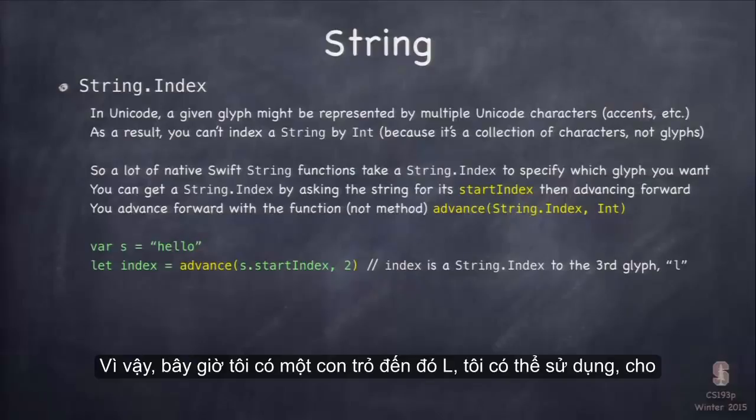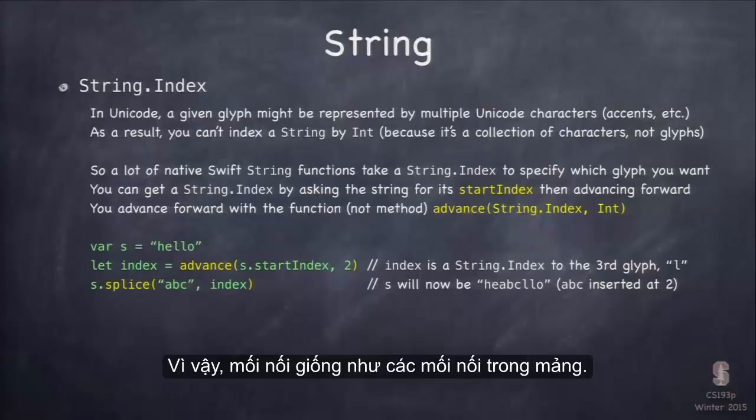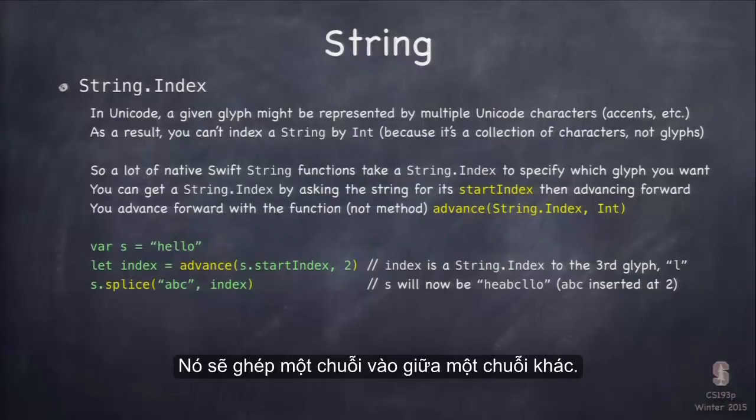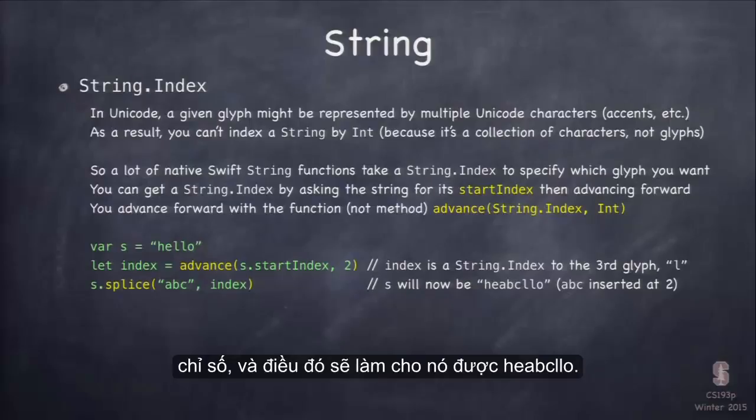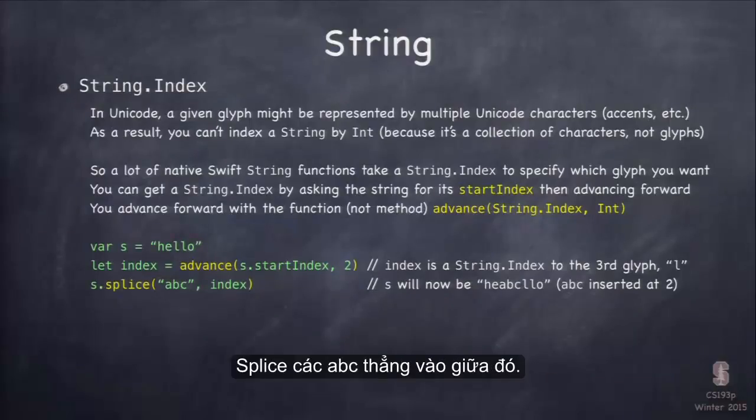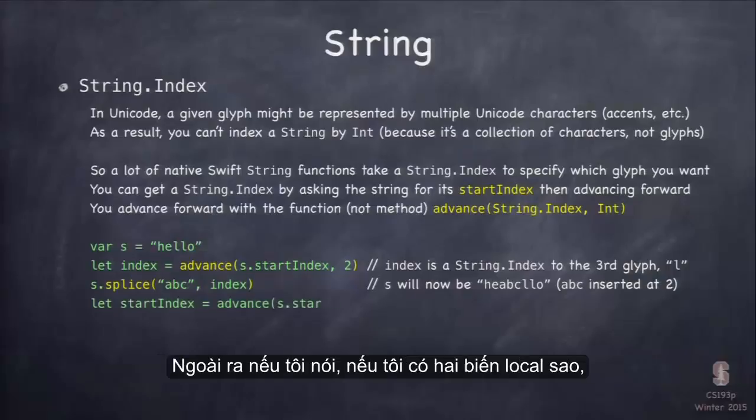Now that I have a pointer to that L, I could use, for example, a nice string function called splice. Splice is just like the splice in array. It will splice a string into the middle of another string. I'm going to have it splice at that index, and that's going to make it be HE-ABC-LLO. Splice the ABC right into the middle there. So this start index is the magic behind making that work.